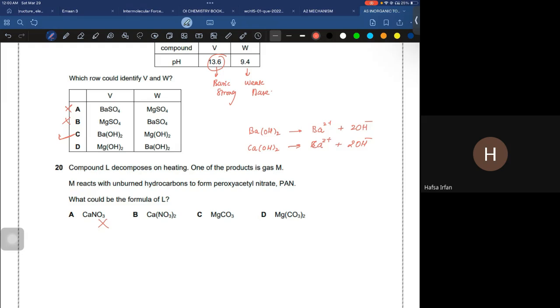And in option C, it decomposes on heating and one of the products is a gas. Here also a gas is formed, carbon dioxide. But the formula is incorrect. So we have to check options B and C. A and D are completely wrong. Select from B and C. M reacts with unburnt hydrocarbon to form peroxyacetyl nitrate. Nitrate means nitrogen. Which option is going to have nitrogen? So option B is correct. N, nitrate.